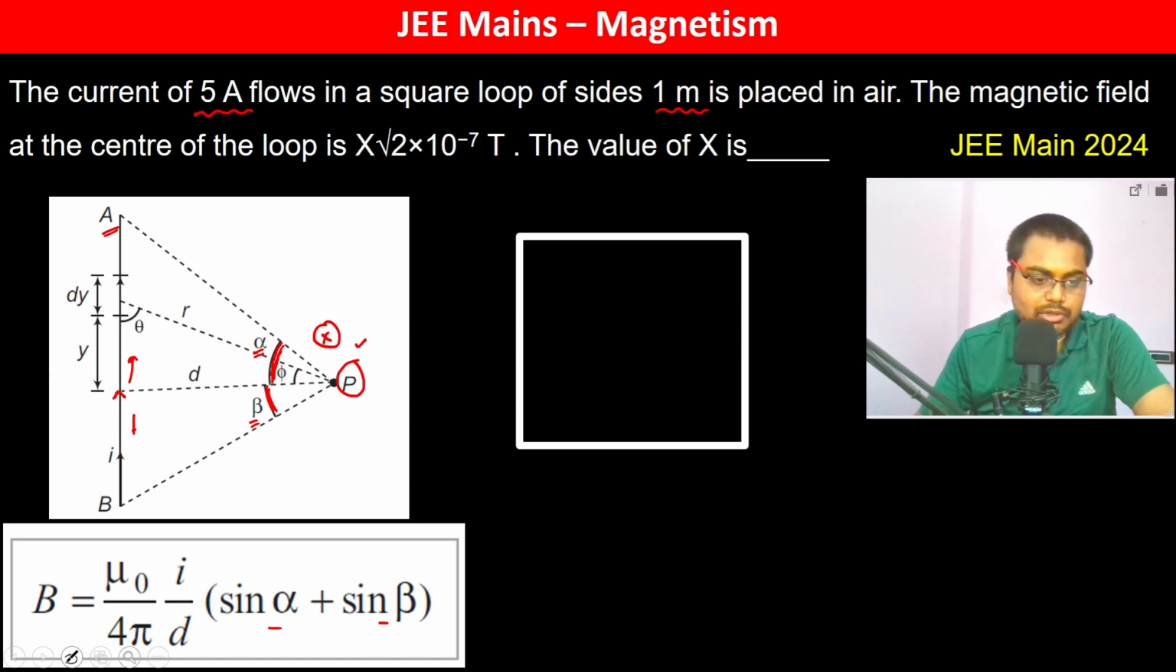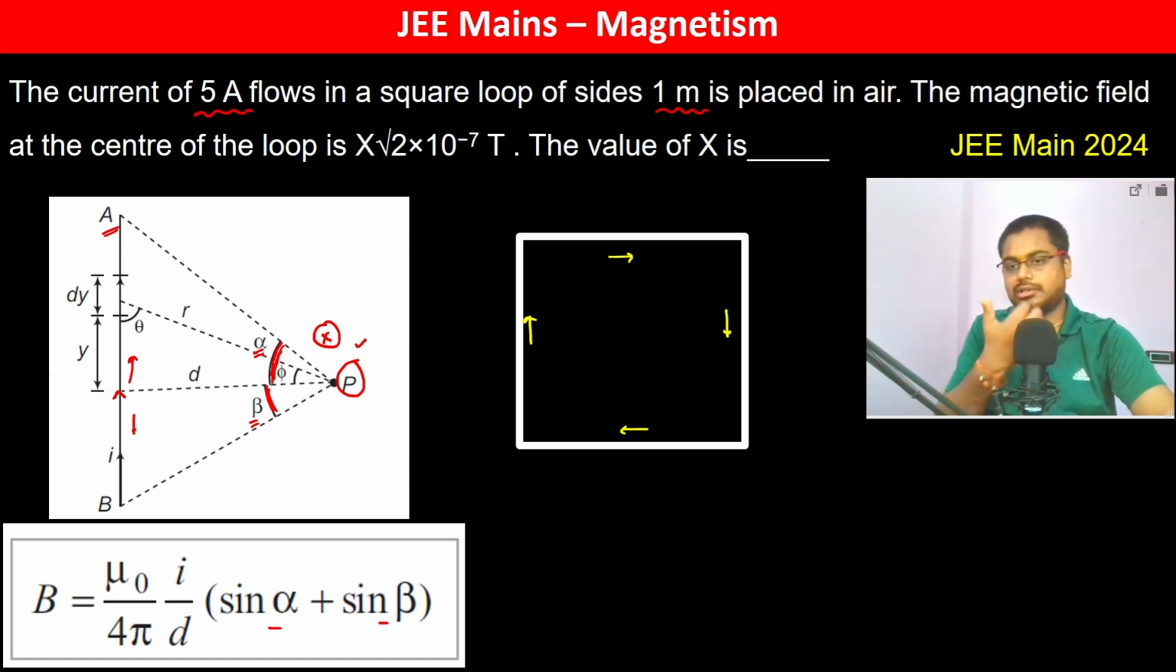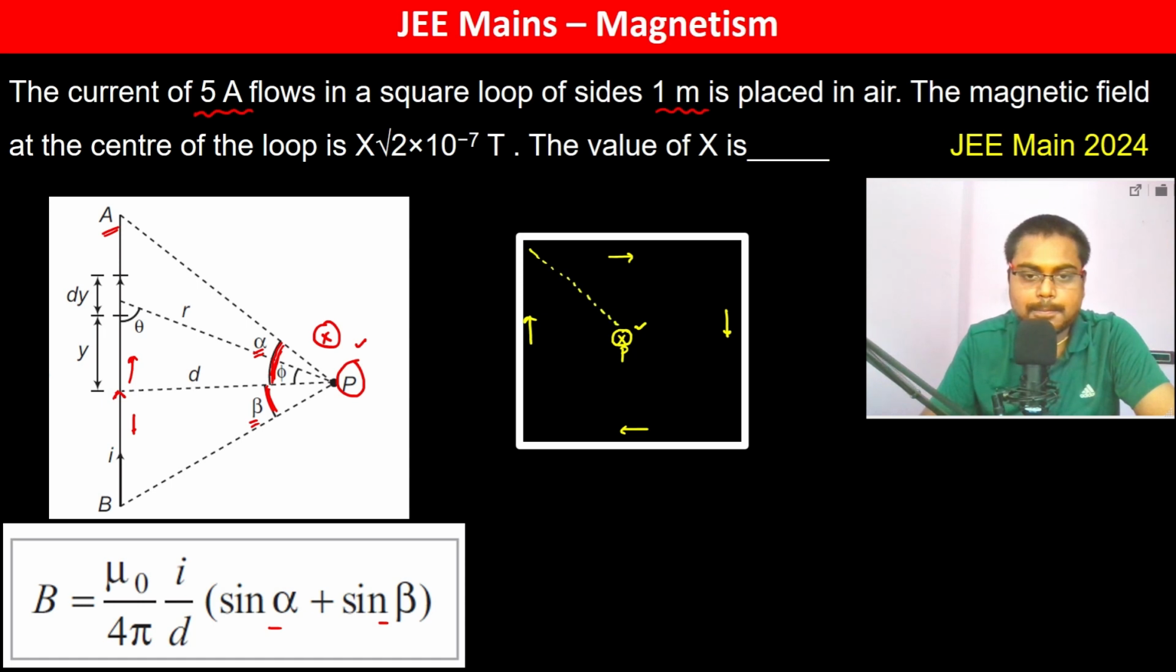So now let us solve this. We have a current in this direction, this direction, and this direction. For all sides, if you see, inside the loop the magnetic field is downwards only. So at P the magnetic field is going to be in the downward direction, due to all the sides. So let us calculate from 1.